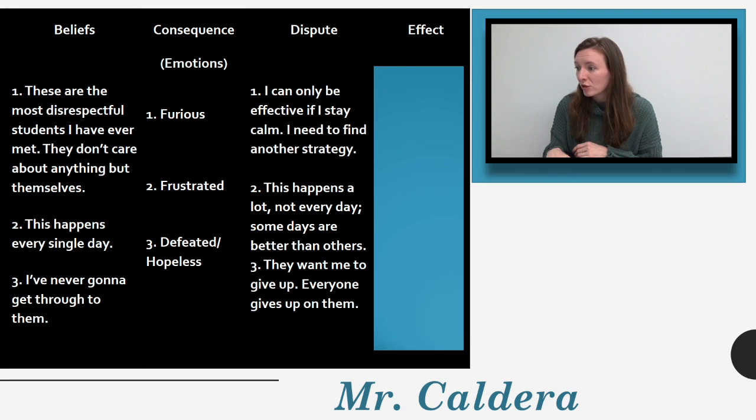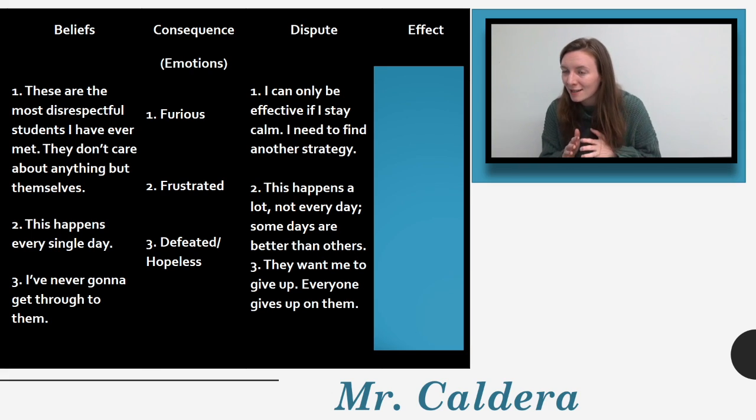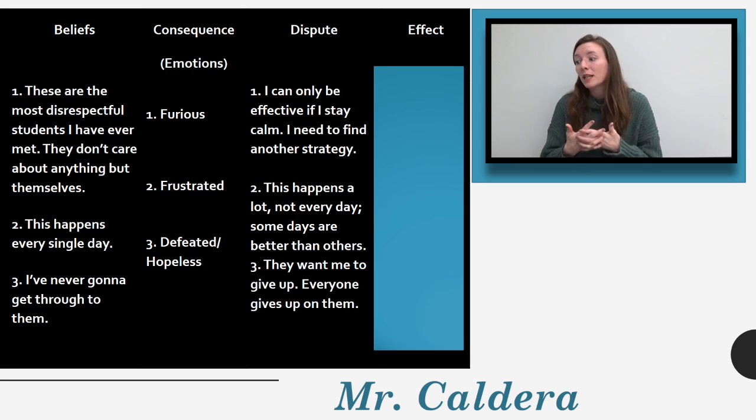For 2, feeling frustrated, this happens every single day. Is that accurate? Is there any other proof? So for disputing this, he said, this happens a lot, not every day. Some days are better than others. So not every single day, but some days. Reducing the intensity a little bit. And then 3, I'm never going to get through to them. That making him feel defeated and hopeless. Another way of thinking about it is, well, they want me to give up. Everyone gives up on them.